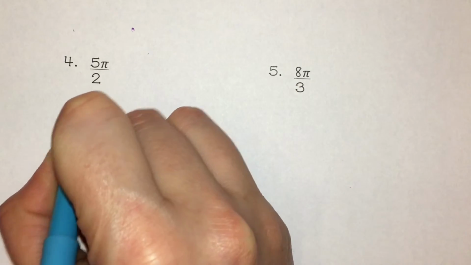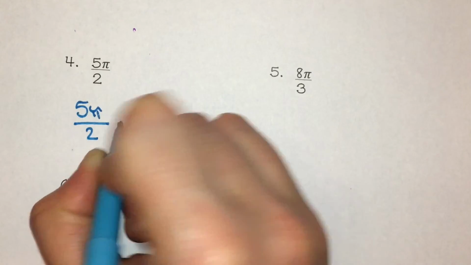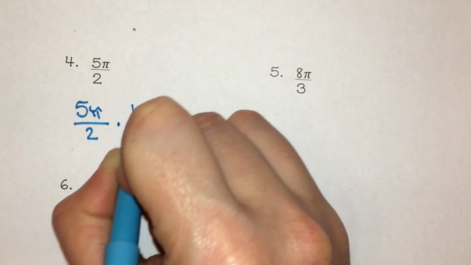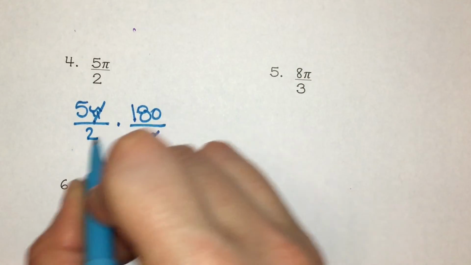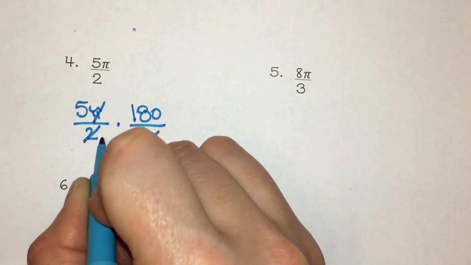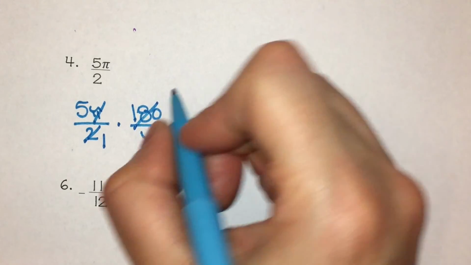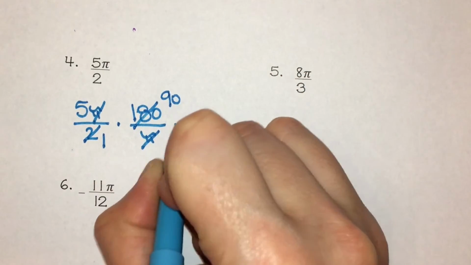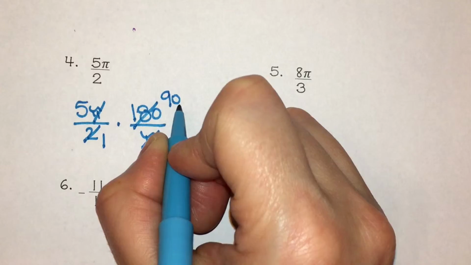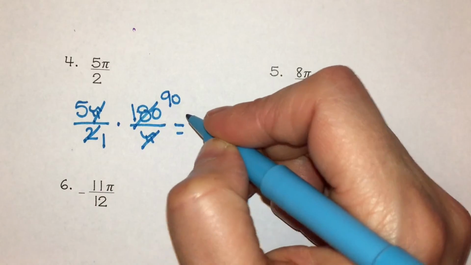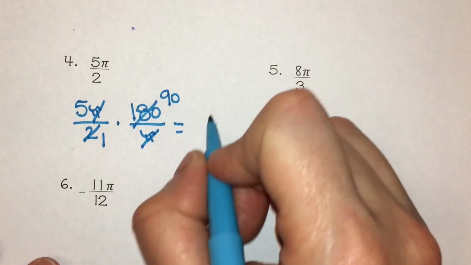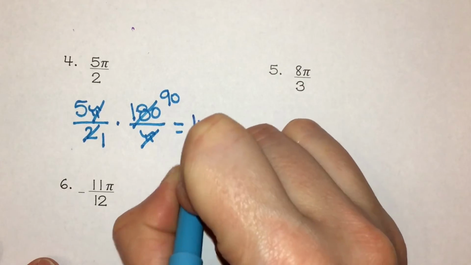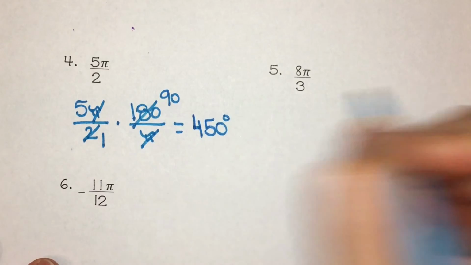All right, 5 pi over 2 times 180 over pi. The pi's cancel each other out. I can divide 2 and 180 by 2. 2 divided by 2 is 1. 180 divided by 2 is 90. So when I multiply straight across, I get 5 times 90 is 450 degrees.